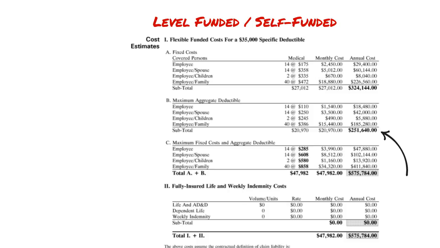Okay, so if this employer has claims that are less than $251,640 a year, whatever's left in that employer-owned trust account, he can either roll over to next year or get it back in a refund. Now, if the claims exceed the $251,000, that's where the insurance kicks in, and the insurance company will pick up the claims above that amount. So that makes this plan a level funded plan.